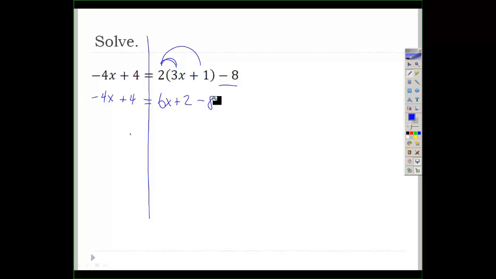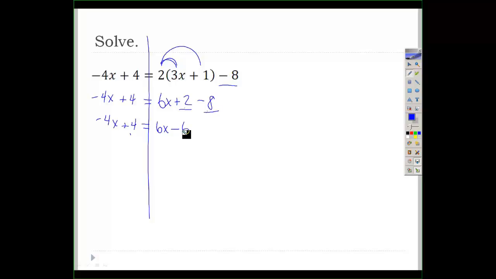Step number 2 is combining like terms. And as you can see on the right-hand side, I have that 2 and that negative 8. Okay, those are like terms. This positive 2 and this negative 8. So what I'm going to do, I'm not going to change the left-hand side. I'm going to leave it the same again. Negative 4x plus 4 equals 6x. Positive 2 minus 8 is negative 6. So I'm going to put minus 6.